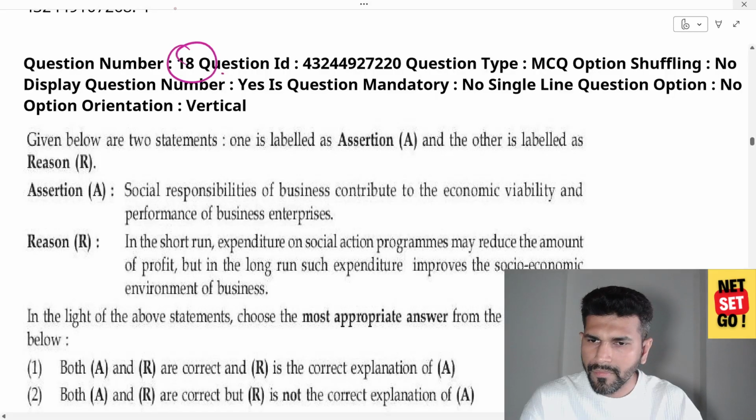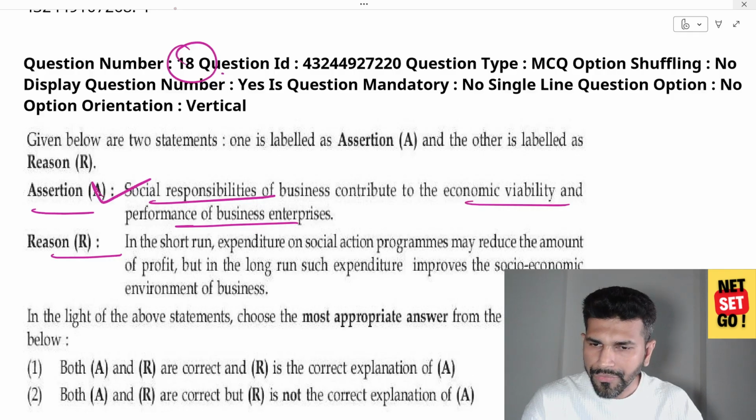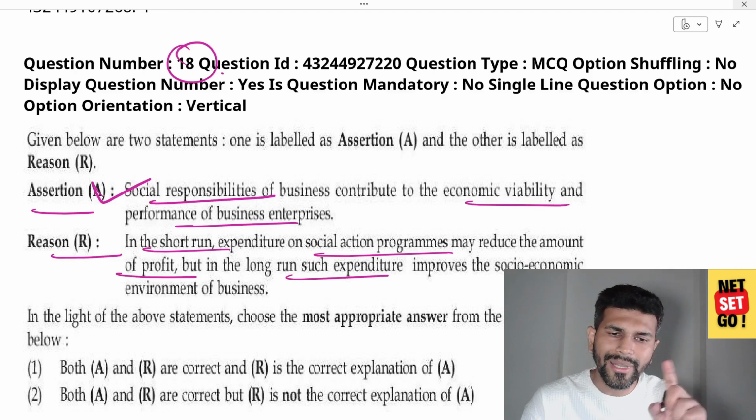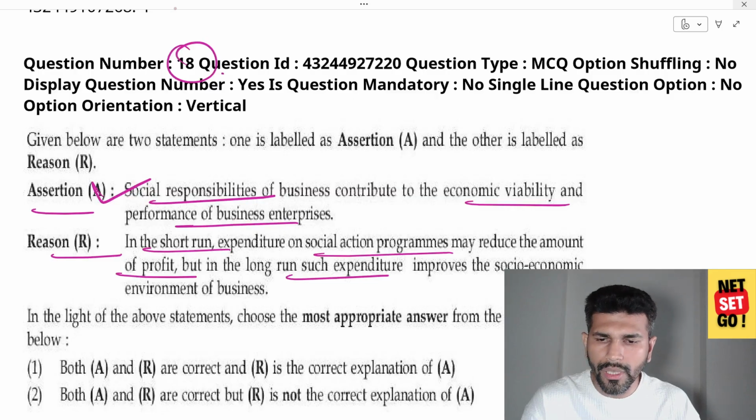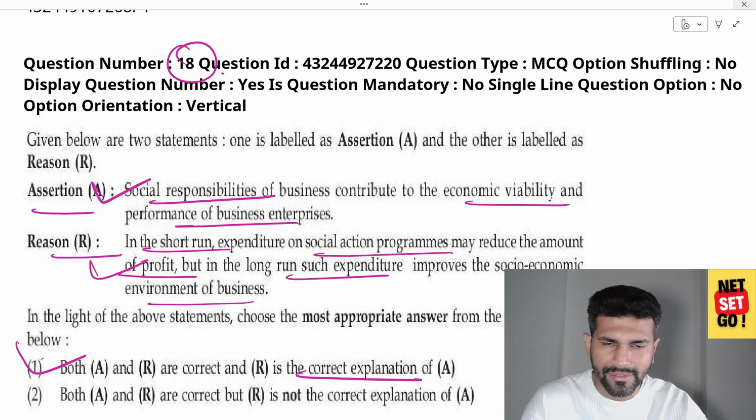Next, assertion reason. Social responsibility of business contributes to economic viability and performance of business enterprise. Correct. In the short run, expenditure on social action program may reduce the amount of profit, but in the long run, such expenditure improves the socio-economic environment of business. Correct. Both are correct, and R is also correct explanation of A. So option 1 is correct answer.